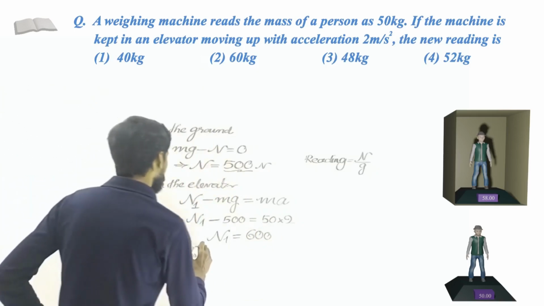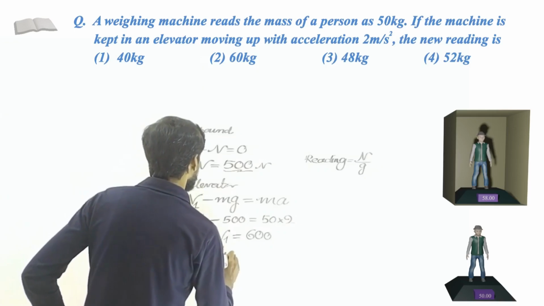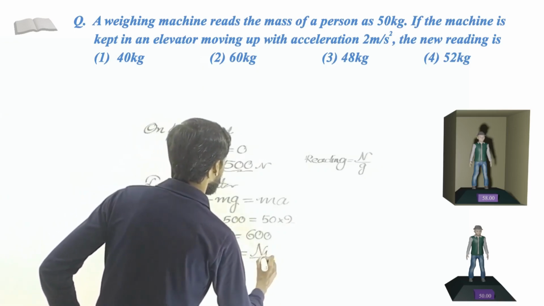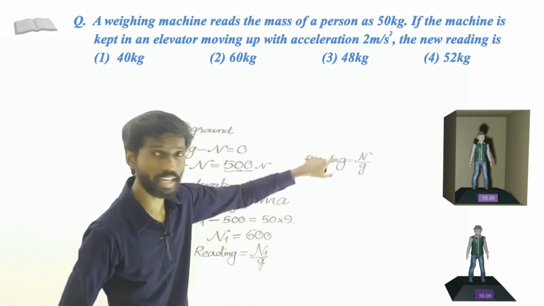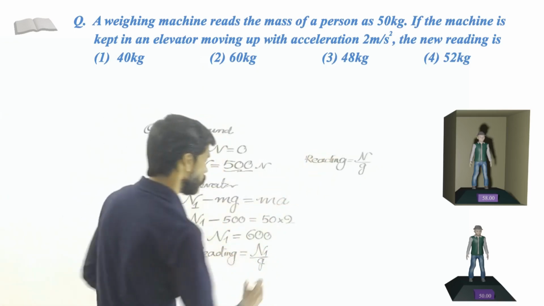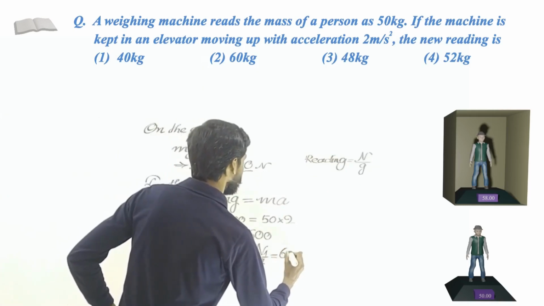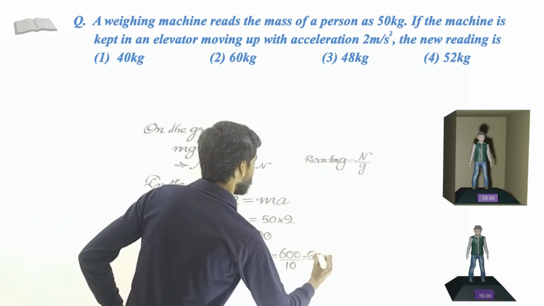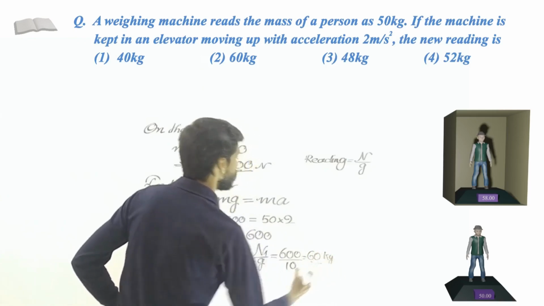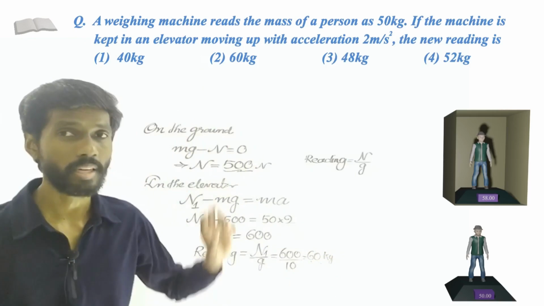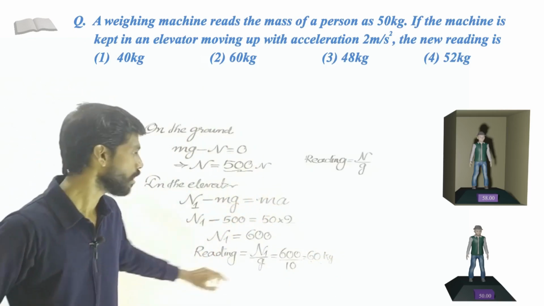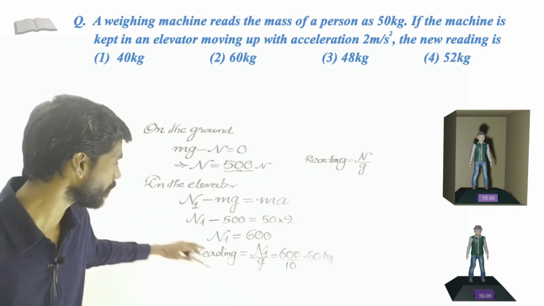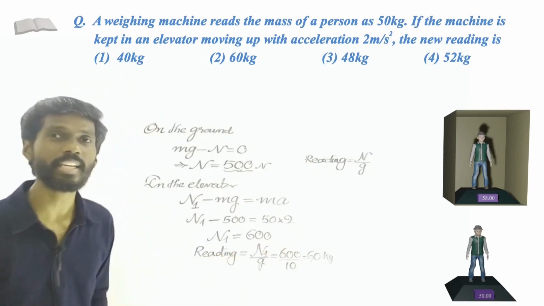when the object is moving upwards with some acceleration. Once the normal reaction is found, we can write the reading. What is the reading? The normal reaction divided by g, that's what we have written here. Normal reaction divided by the acceleration due to gravity equals 600 divided by 10, which means 60 kilograms. That is the reading given by the weighing machine in the second case. The mass of the person actually did not increase, but the reading did. So the reading is now 60 instead of 50.